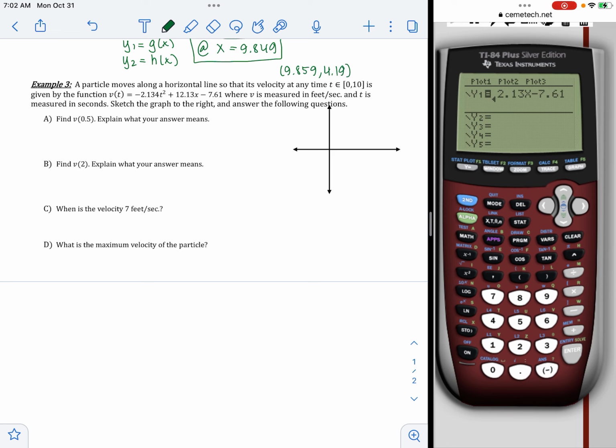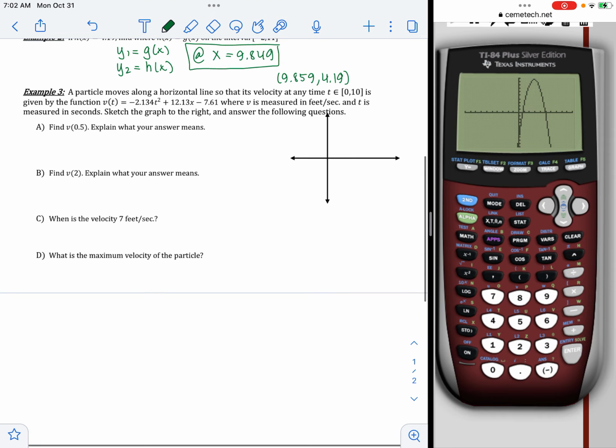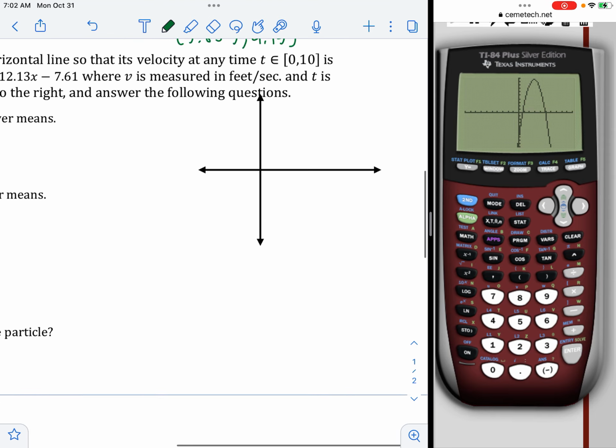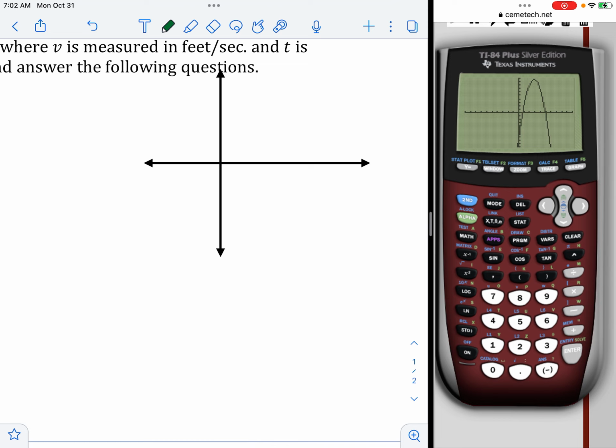Now I'm going to fix my graph paper so that it's back to that negative 10 to 10. So zoom standard. Let's see what it looks like here. Okay, good. All right, so let's do a sketch of what this looks like. So we have an x-intercept here-ish and here-ish.